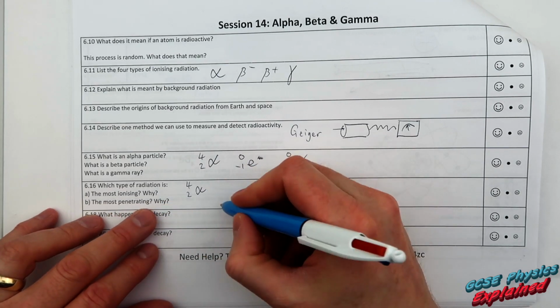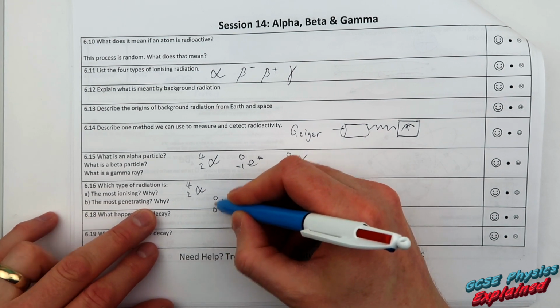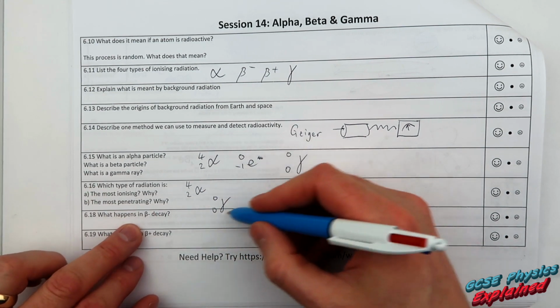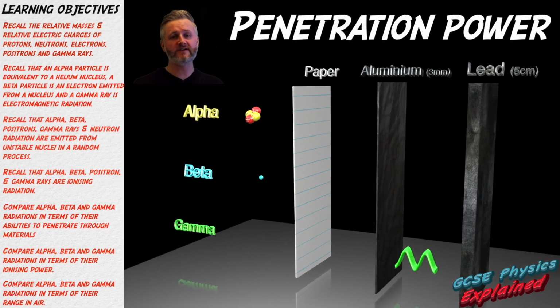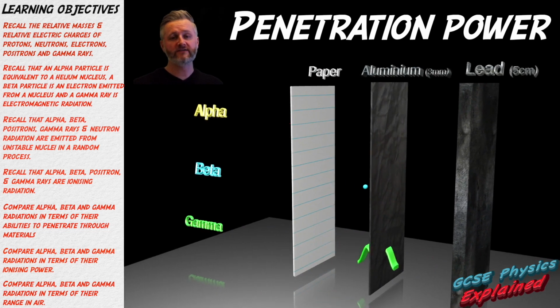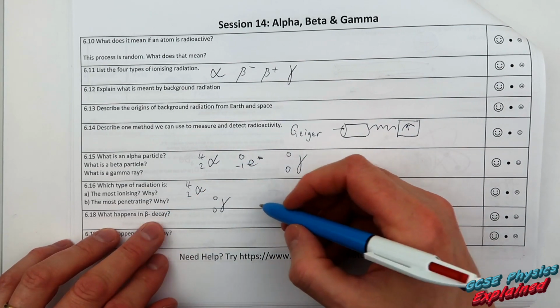What's the most penetrating? Gamma. Why is that? Well, it's got no mass, so it's very difficult to stop. It's just pure energy. Gamma is stopped by lead that is 5 centimeters thick or concrete that is a few meters thick.